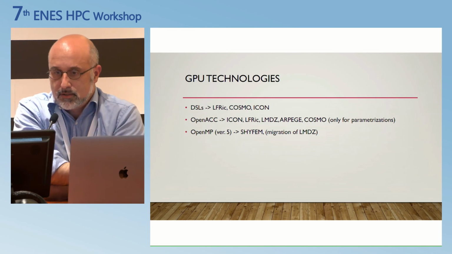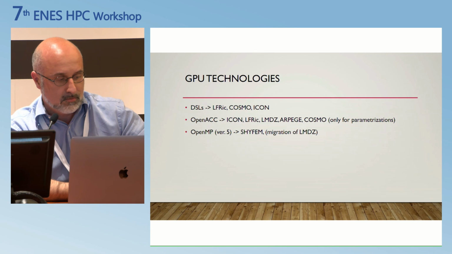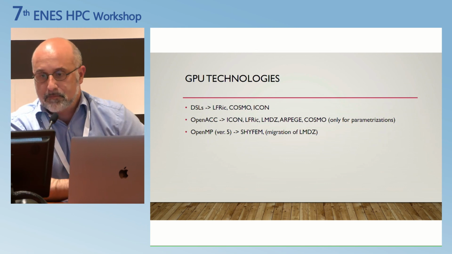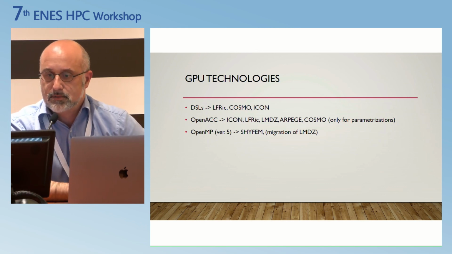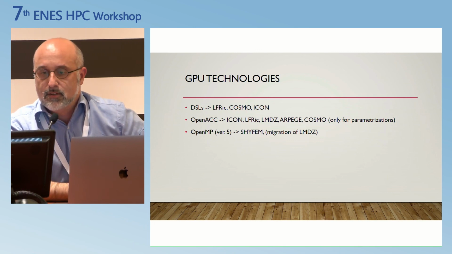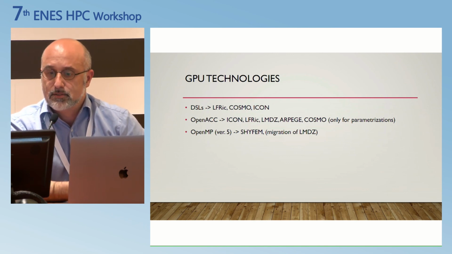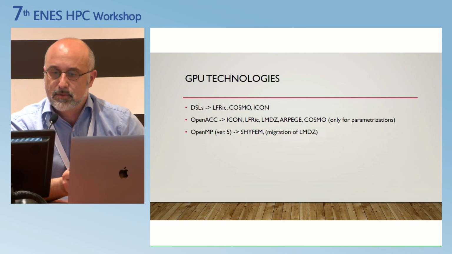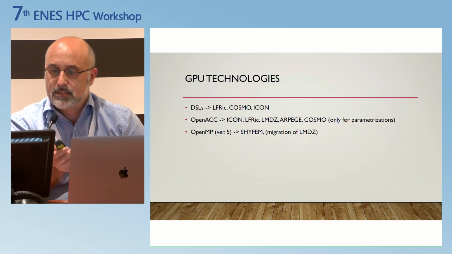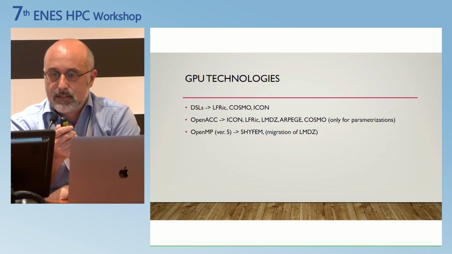We also asked what kind of GPU technology is used to move towards the GPU. We got this answer: domain-specific languages are used for ELFRIC, COSMO, and ICON. OpenACC is the approach most used, but OpenMP version 5 also appears to be used, even if this is not fully supported for all compilers and architectures.